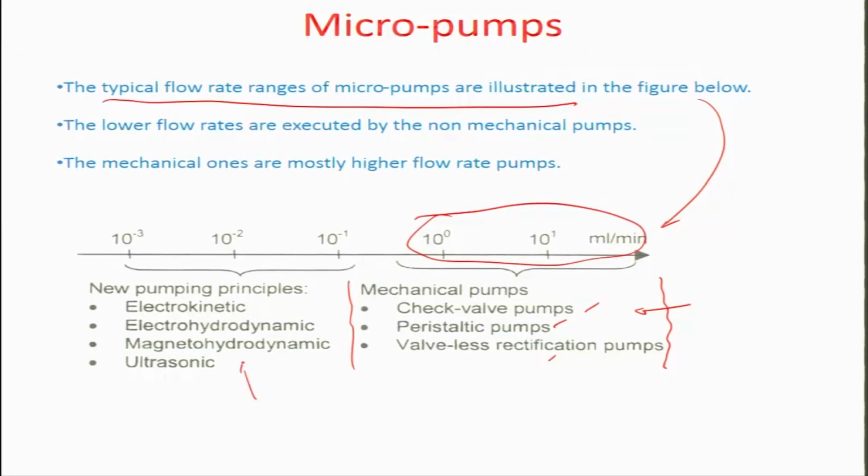And when we talk about these other so called non-mechanical forms of energy being applied, like electrokinetic pump or electrohydrodynamic pump or magnetohydrodynamic pump or ultrasonic pump, they fall in a much lower flow range category between 0.001 to 0.1 milliliter per minute. So, it is about a tenth of the minimum flow rates that can be obtained through mechanical systems.